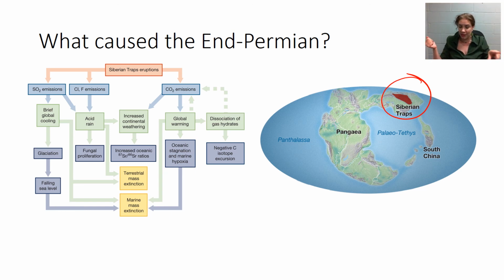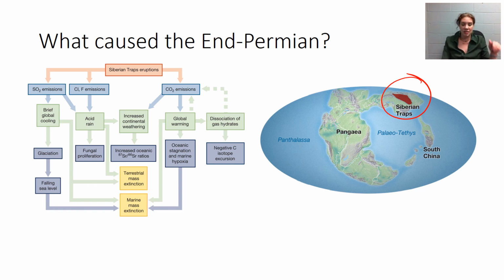The chlorine and fluorine contributed to acid rain, which also killed off land plants. As it got into the water, it caused shifting pH to some extent. That didn't help. It also triggered fungi to proliferate, and we actually see some evidence for that, which is kind of neat. There was a huge increase in the number of fungus that we actually can see in the fossil record right around that time.